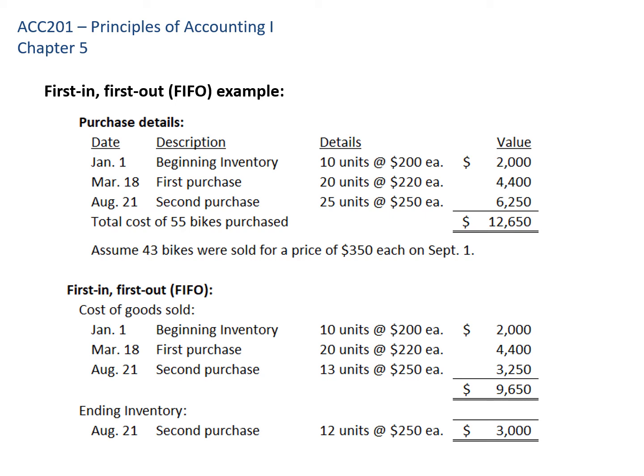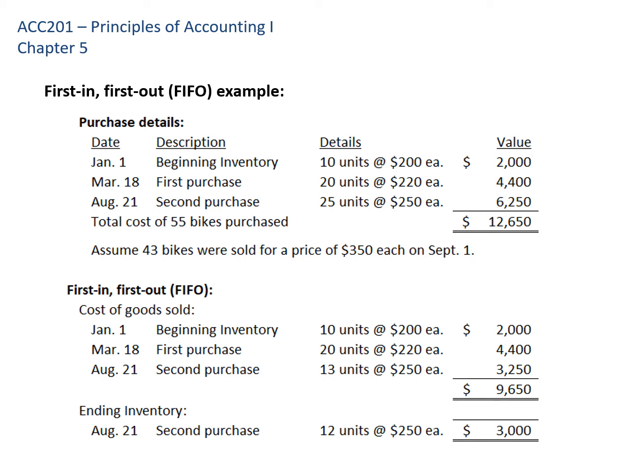If I had 25 units in that second purchase and I just sold 13 of them, it means that my ending inventory is 12 units because all my beginning inventory is gone, all my first purchase is gone. I'm left with just 12 units of my second purchase at $250 each. So that's $3,000. I can add $96.50 and $3,000 and I see I get $12,650, so it's a good way of double checking my math.